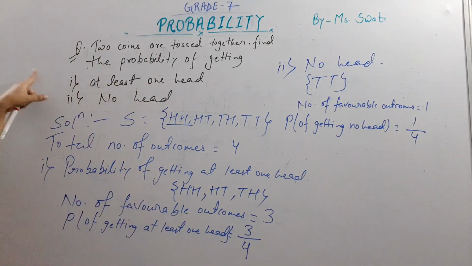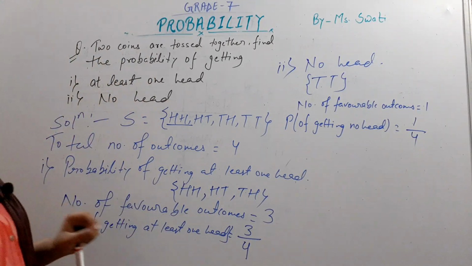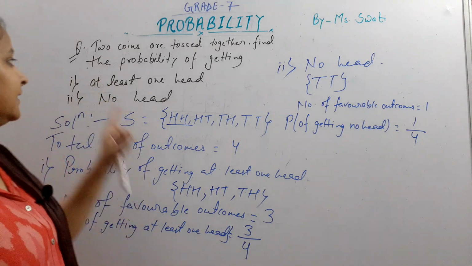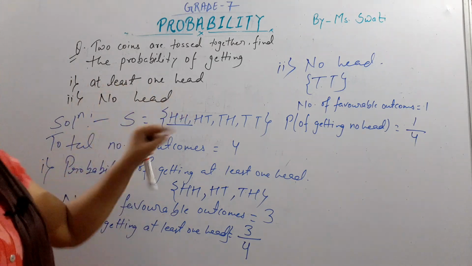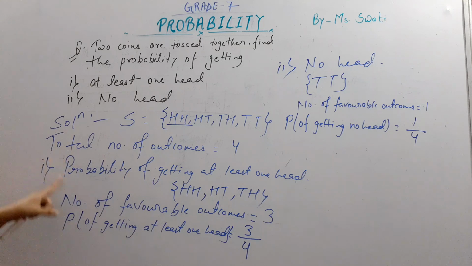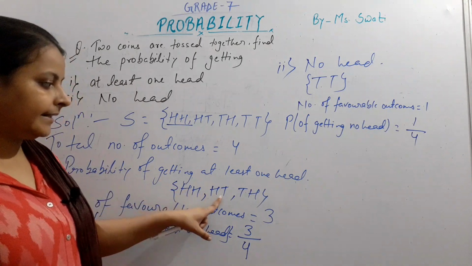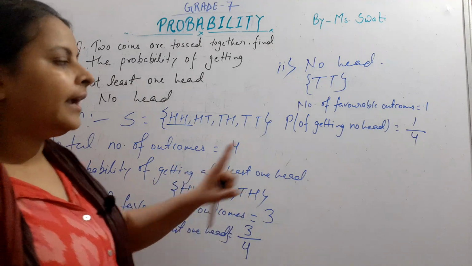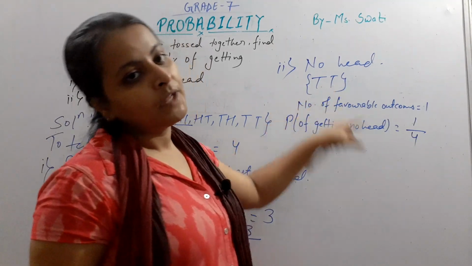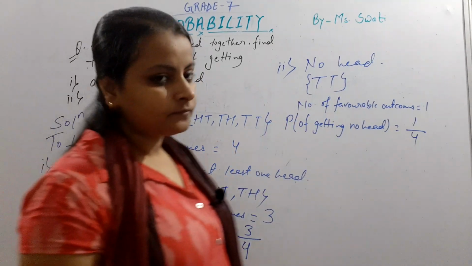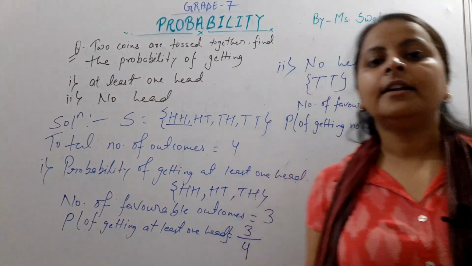Okay. When 2 coins are tossed together, find the probability of getting at least one head and no head. So for at least one head, we consider the outcomes head head, head tail and tail head. And for no head, at that time we consider tail tail. Okay. So we move to our third question.